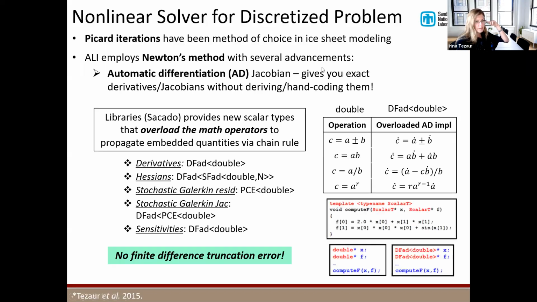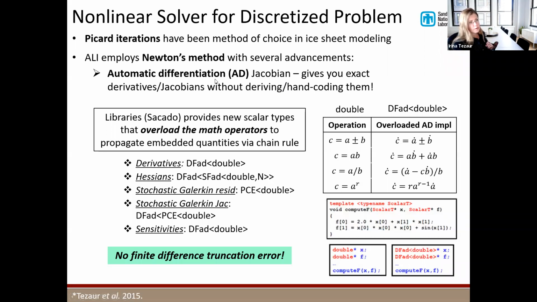There are a couple of advancements that I wanted to highlight that I think are quite cool. The first advancement is that our Newton solver uses automatic differentiation Jacobians, or AD Jacobians. I don't know if the folks on the line are familiar with this approach. I was not familiar with this when I was an ICME student, so that's one of the reasons why I wanted to highlight this.